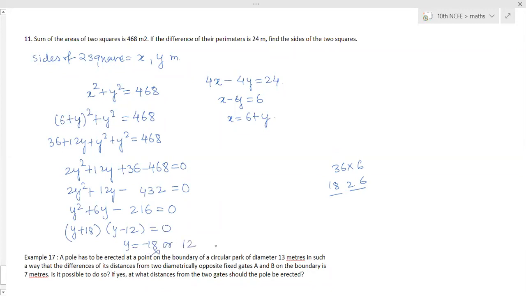Minus 18 is not possible because it is a side of the square, so 12 is the answer. So y is equal to 12, x is equal to 6 plus y, that is 18. 18 and 12 are the sides of the square.